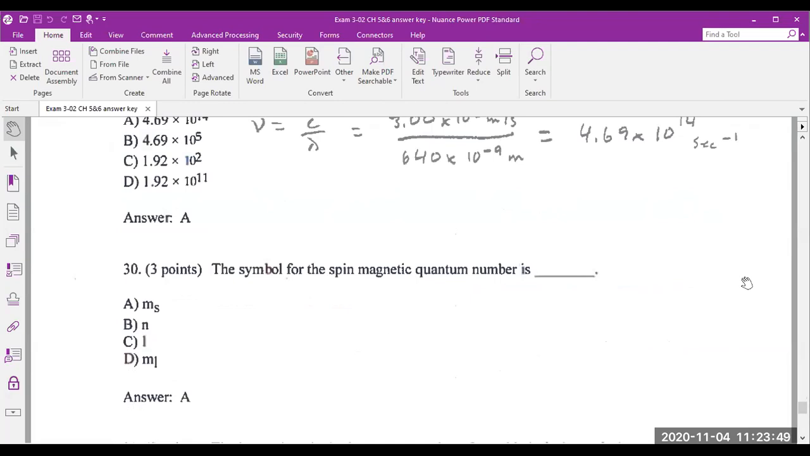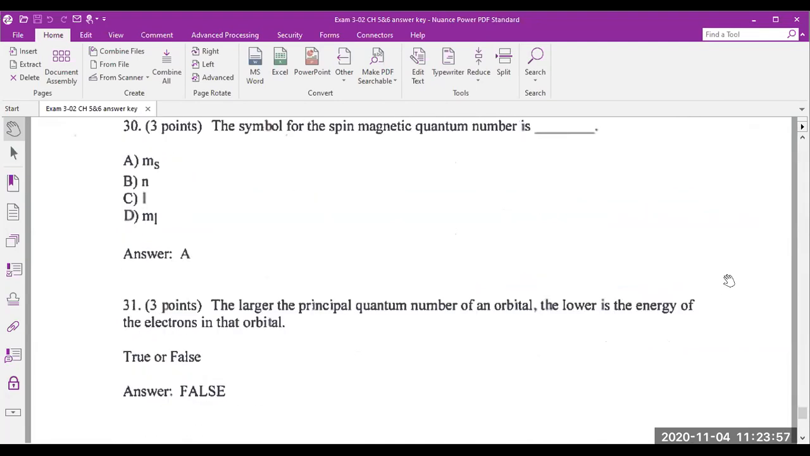Number 30, the symbol for the spin magnetic quantum number is m sub s. And then the final question: the larger the principal quantum number of an orbital, the lower is the energy of the electrons in that orbital. That's false. The higher the principal quantum number, that's that n value, the higher the energy.